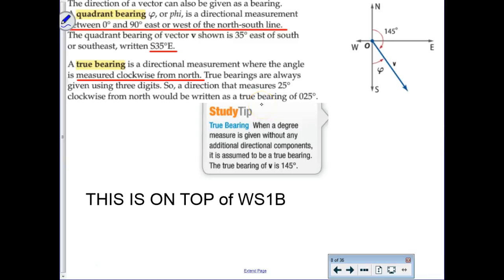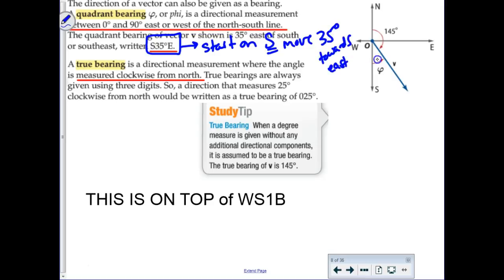A vector's angle, the direction, can be written many, many ways, and this is where it gets kind of challenging for kids. So it could be a quadrant bearing. They'll say things like 30 degrees from the horizontal, or something like south 35 degrees east. What this bearing means is that you start on the south line, and then you move 35 degrees towards east. So they started measuring from the south line, but moved 35 degrees towards the east.